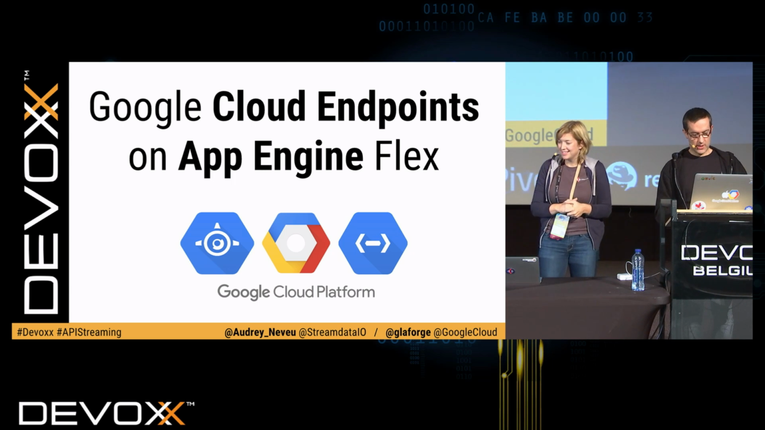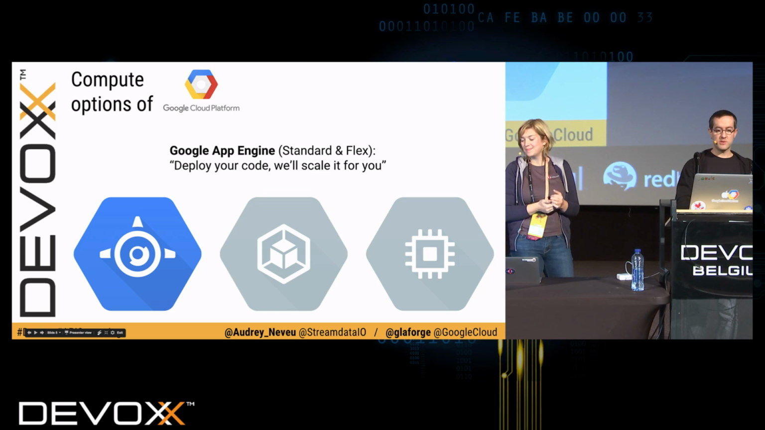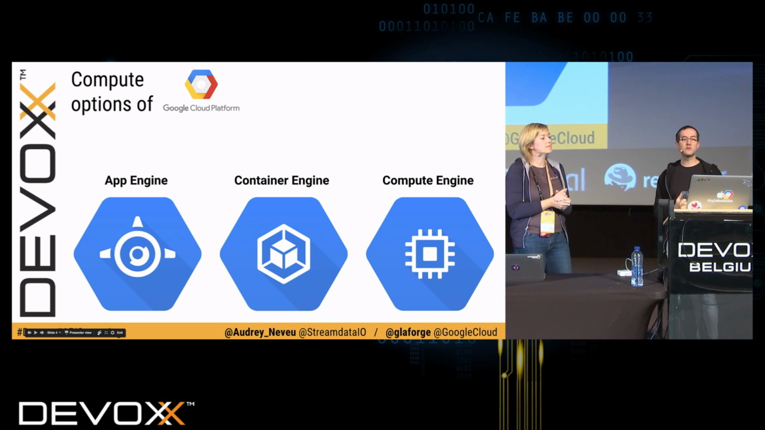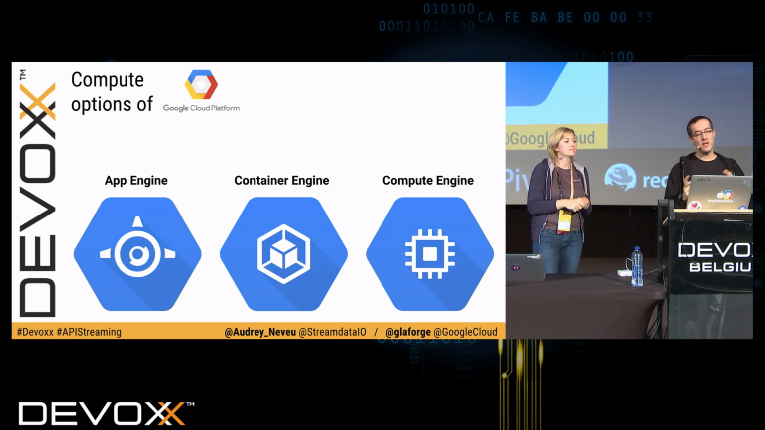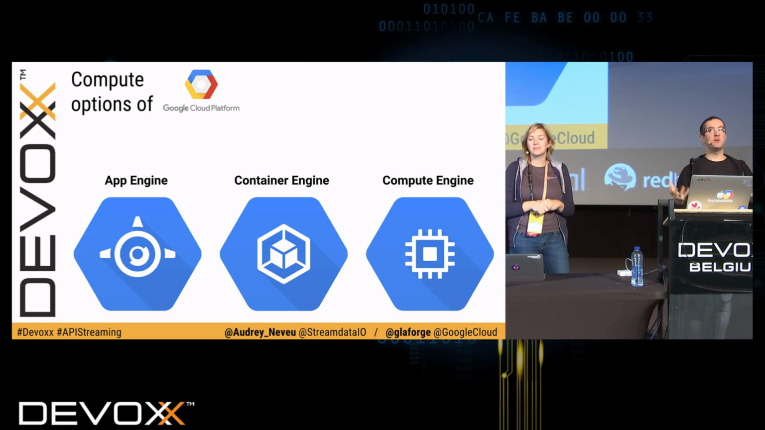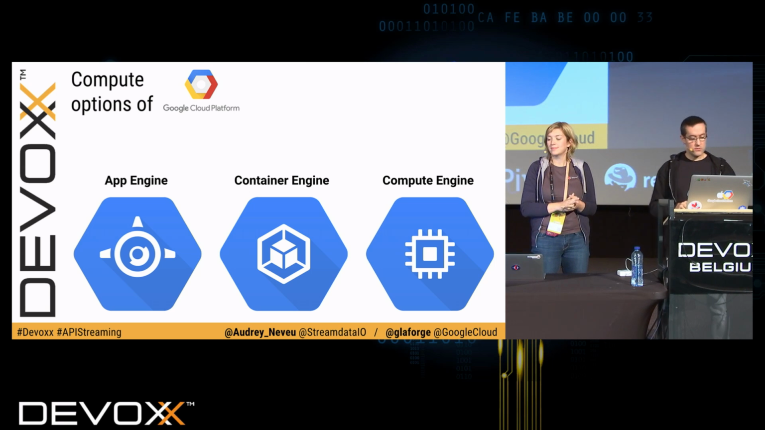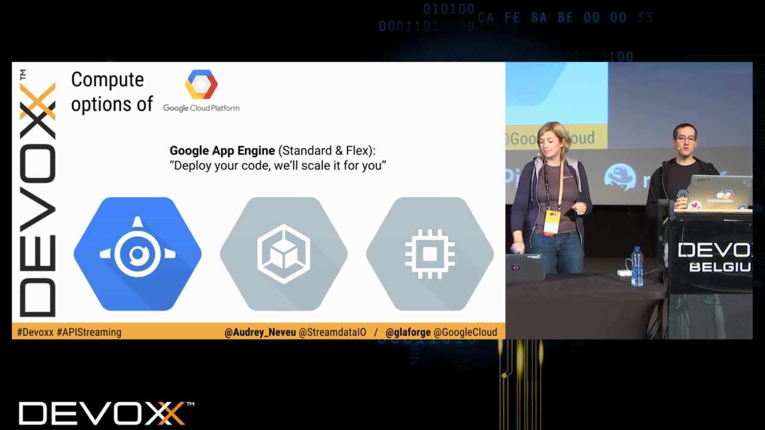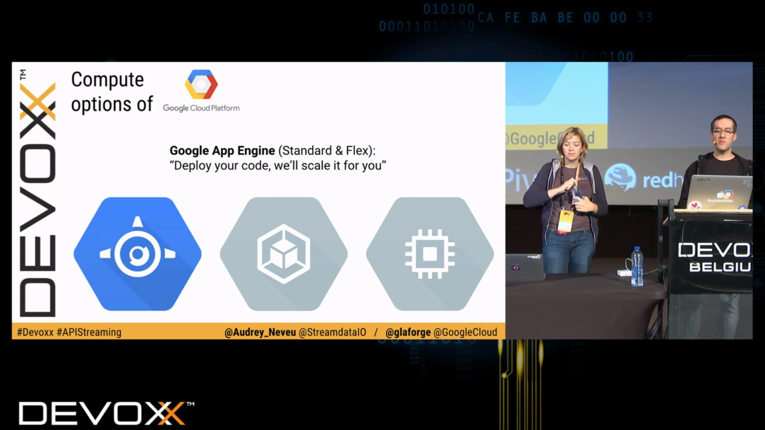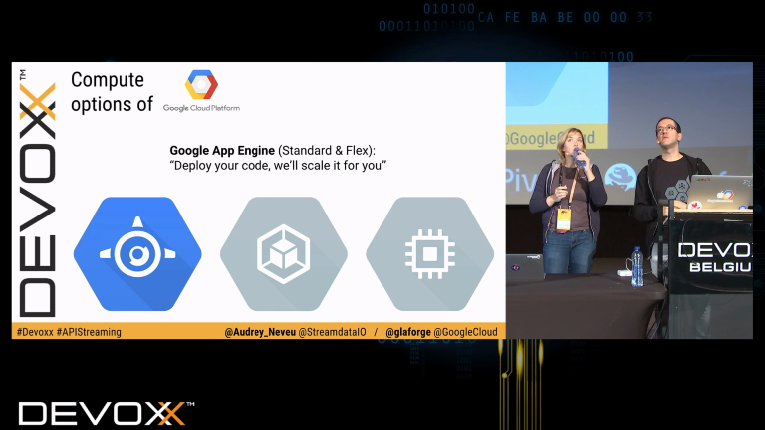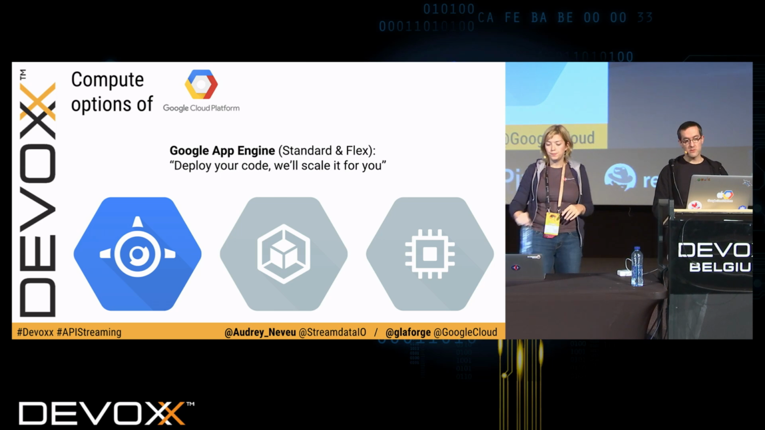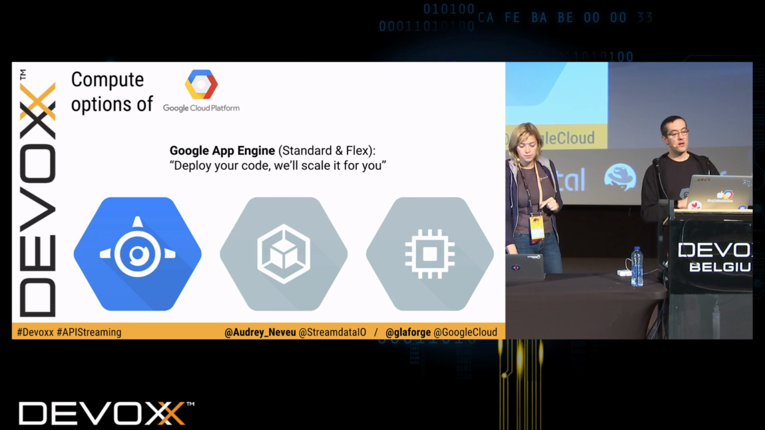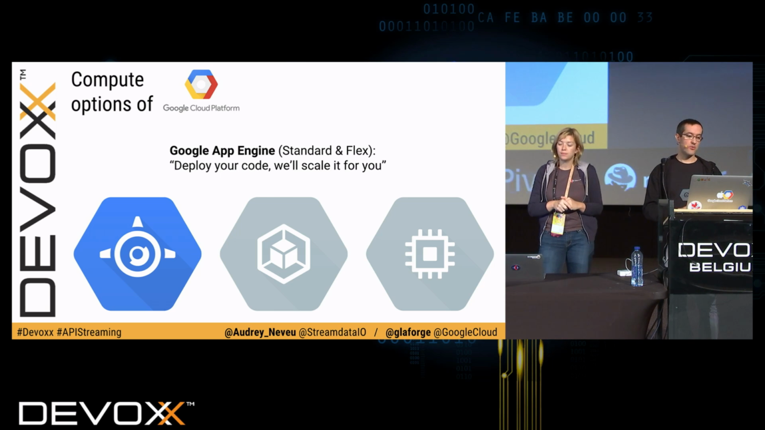Okay. So in terms of compute options on the cloud platform, there are mainly three options. So there's App Engine, which is here. Two flavors, Standard and Flex. Standard, that's the usual Java and Python version. But Flex, you can even create your own Docker containers. And so if you want to use any tech, any framework, any language, you can easily do that.